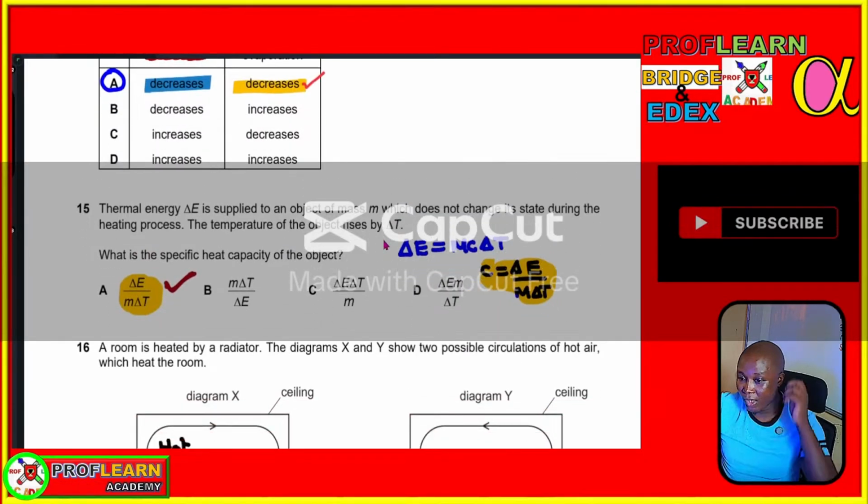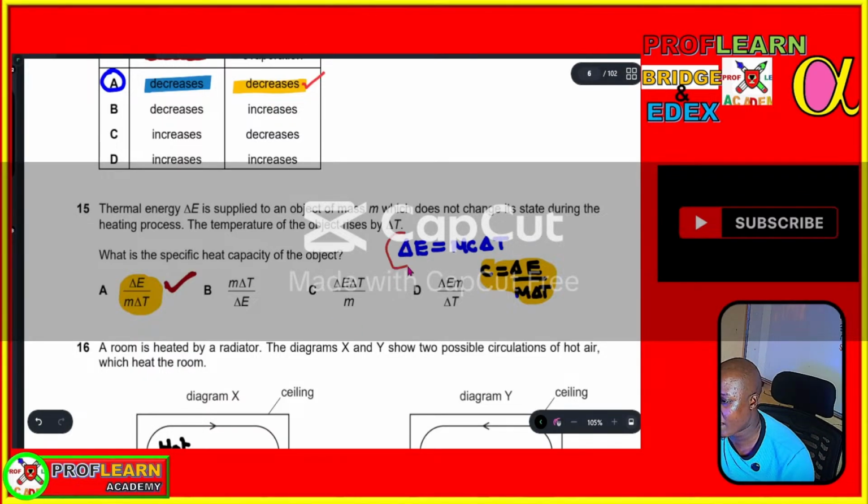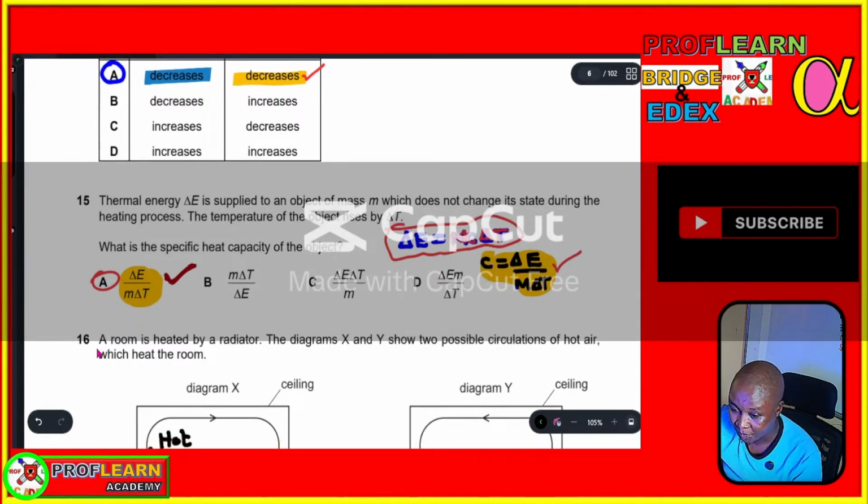Number 15, thermal energy E is supplied to an object of mass M which does not change its state during the heating process. The temperature of the object rises. So we know that thermal energy is equal to mc change in theta, where m is the mass, c is the specific heat capacity, and change in theta is the change in temperature. Then if we want to work out specific heat capacity, we shall divide both sides by m change in theta, and the answer is going to be A in that case.